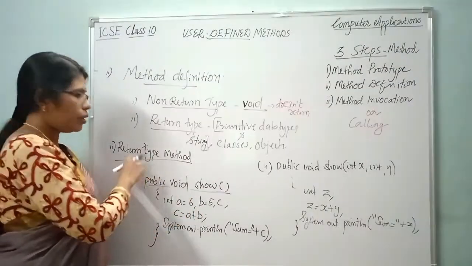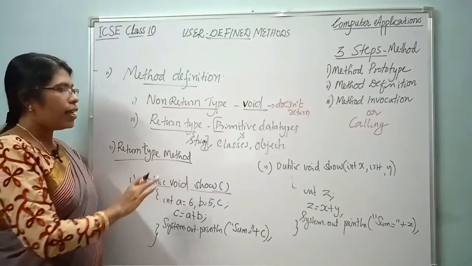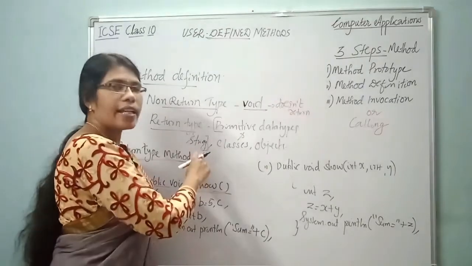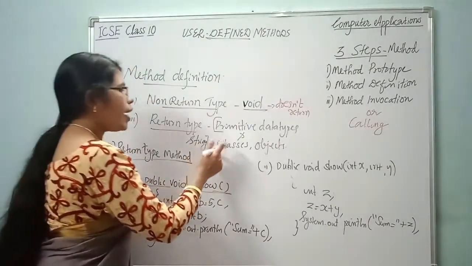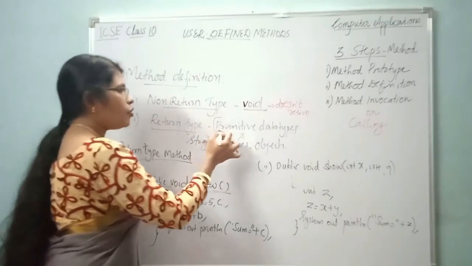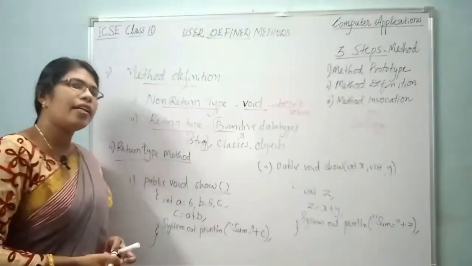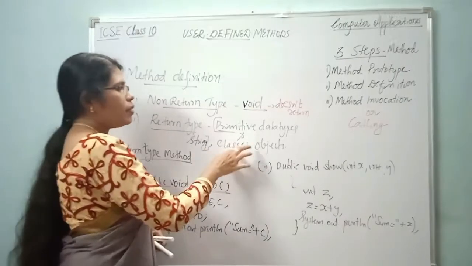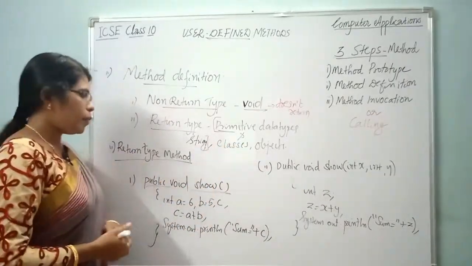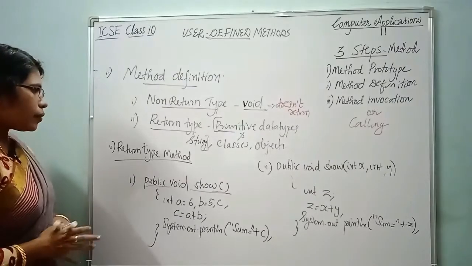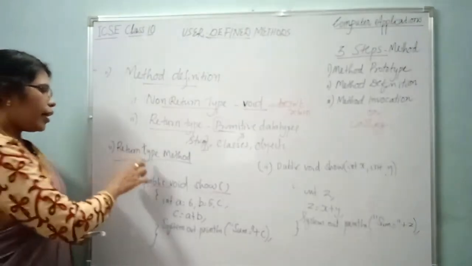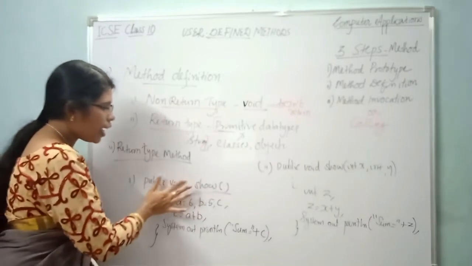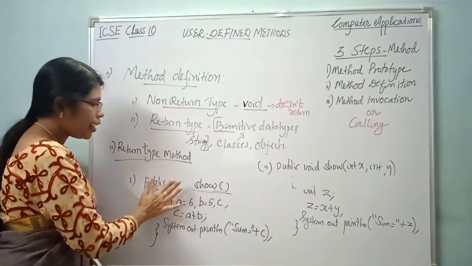Next we are going to discuss the return type method. And return type we can specify as primitive data types, string, classes and objects. And here as per our syllabus we have to focus on primitive data types and string. In the case of ICSE, when we go to ISC, we have to focus on classes and objects as return type. Okay. So instead of this void, we are considering the return type method.